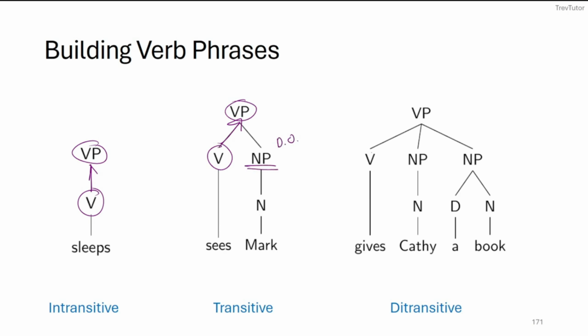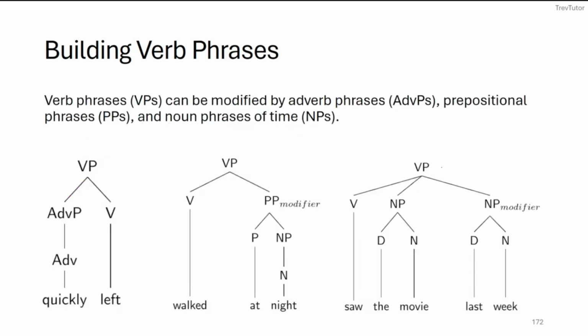For ditransitive verbs, same thing, the verb builds into a verb phrase. That's not going to change, but it requires two complements. For gives Kathy a book, it would require an indirect object as well as a direct object. So both of these are going to be complements of the verb, so they'll be sisters in the tree structure relations.